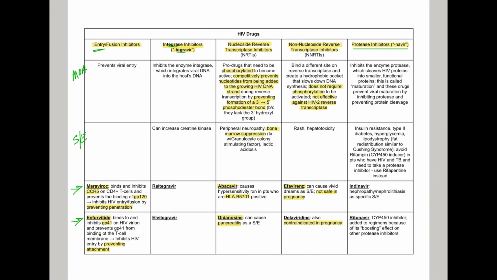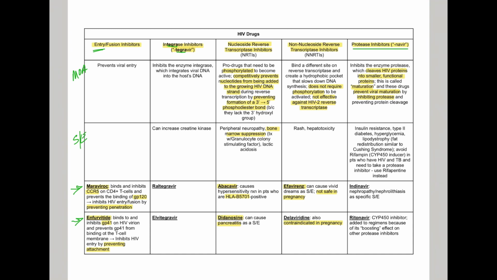Of the protease inhibitors, these will inhibit the enzyme protease, which cleaves HIV proteins into smaller functional proteins. This process for the HIV virus is called maturation, and therefore these drugs prevent viral maturation by inhibiting protease and preventing protein cleavage. So I think that's an association you should keep together. Protease inhibitors are the navir drugs, that's in their name. Protease cleaves HIV proteins for maturation, and these drugs prevent HIV maturation by preventing viral protein cleavage.